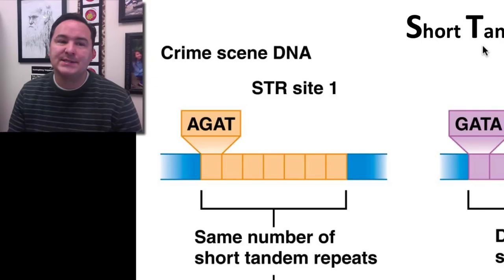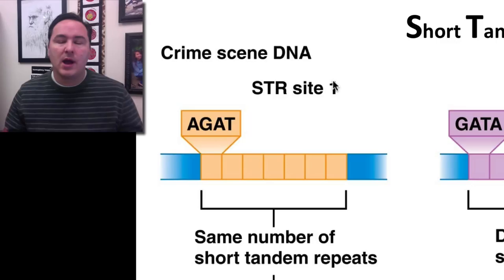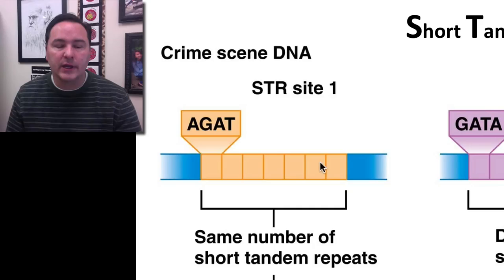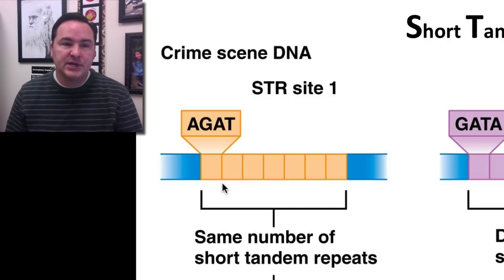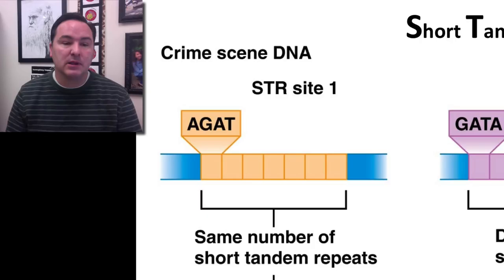So imagine there's crime scene DNA, and you grab the cells and get the DNA from this crime scene. You may look across a particular stretch of DNA where there are these short tandem repeats. A short tandem repeat is usually a very short sequence of DNA letters that is repeated over and over again. Right here we're looking at the short tandem repeat AGAT, and in this particular person, it's repeated 1, 2, 3, 4, 5, 6, 7 times. Now in the real world, these can be hundreds of tandem repeats long.